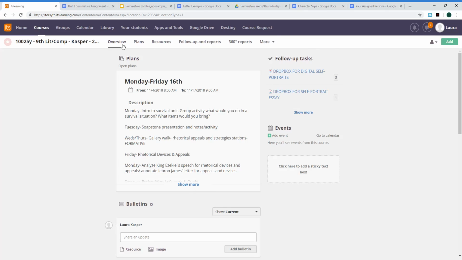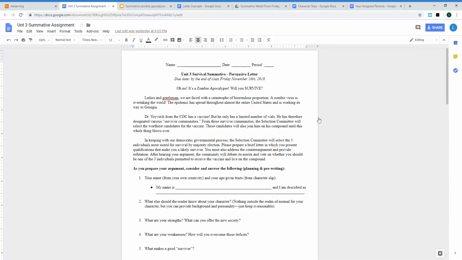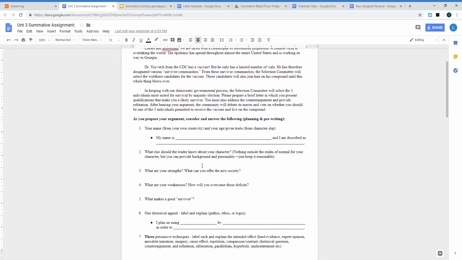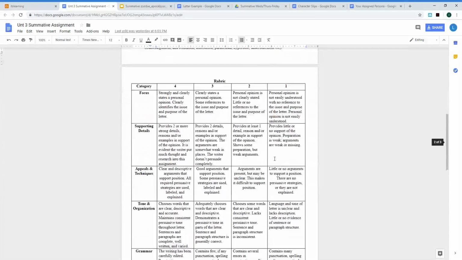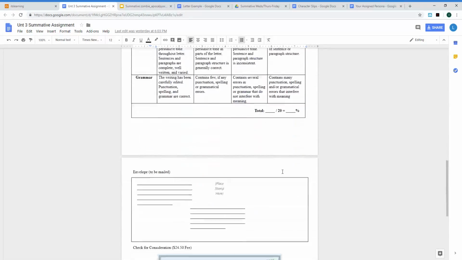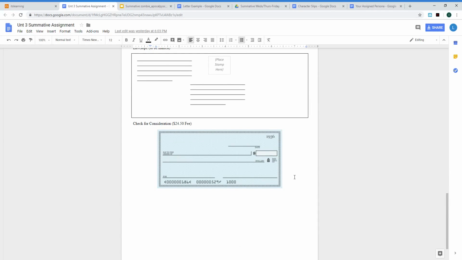First things first, you should have 2 sheets of paper on your desk. They should look like this. So one of these is your Unit 3 Survival Summative Assignment sheet. It has all of the information you need on it. It also has a place for you to fill in your persona. You will all be assigned a persona. I'll walk you through the steps. But just make sure you have this sheet. On the back of it, you will see the rubric. And then the second sheet of paper you should have is this. And I'll explain it as we go along.